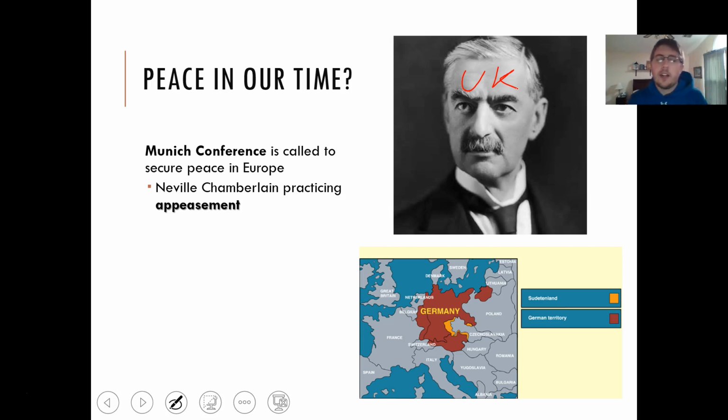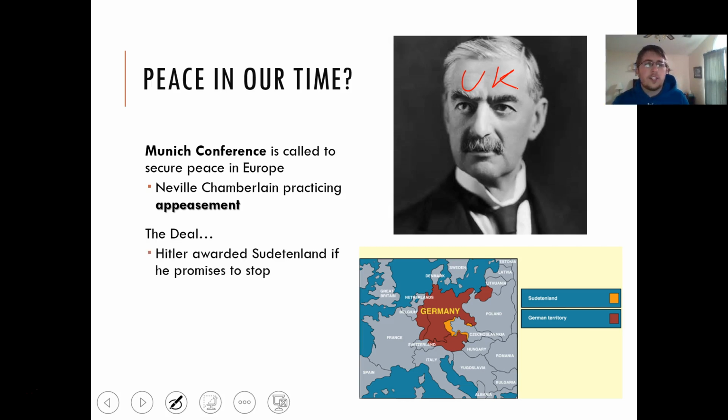So Chamberlain, before Hitler can take, say, Czechoslovakia, calls a peace conference. A peace conference at Munich, which is in Germany. And when going there, Chamberlain is going to practice appeasement. He is going to give Hitler what he wants in order to prevent a future conflict. That's what appeasement is.